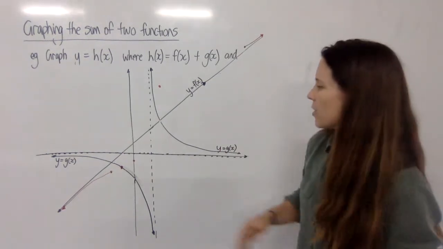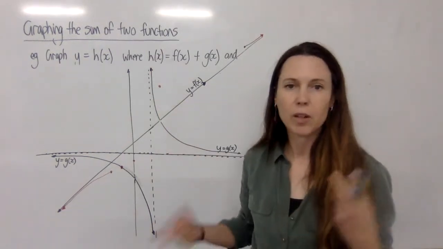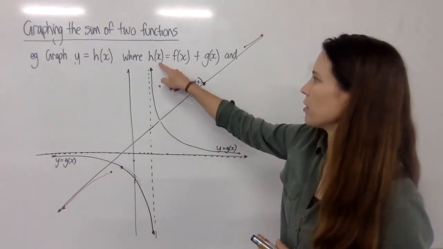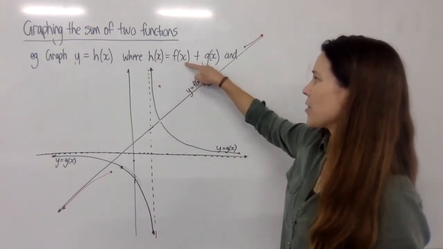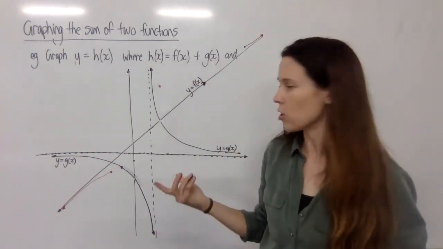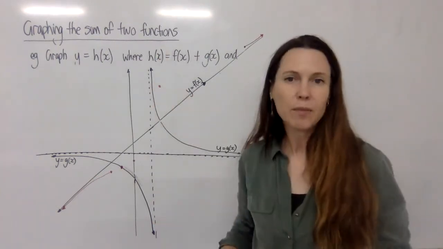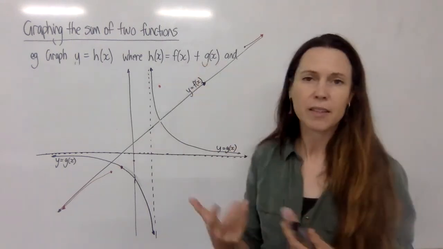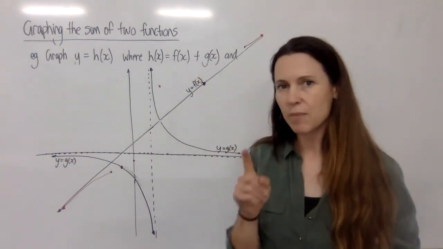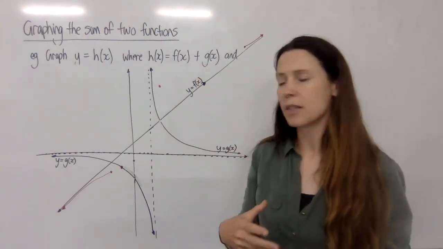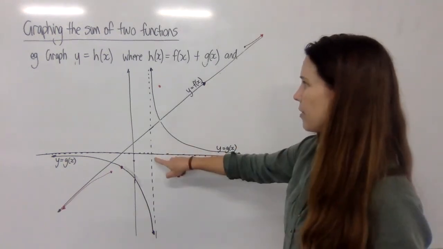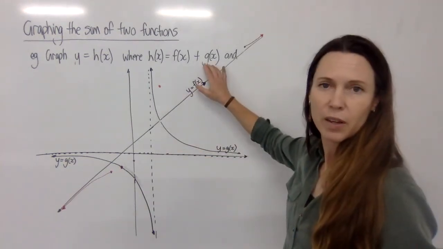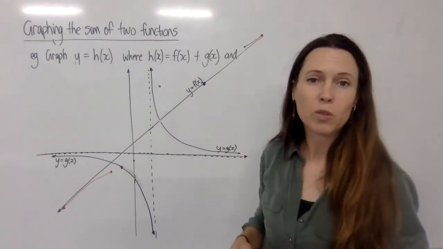Now, how are we going to deal with this vertical asymptote? Well, if we're told that our new function says that we need to add the y value from each of the other functions, our hyperbola doesn't have a y value for that value of x, does it? So when we try to add it, there's nothing to add. Now, that doesn't mean it's 0. What it means is that the graph is undefined there. And if one of our graphs is undefined, it means that our new graph must also be undefined.